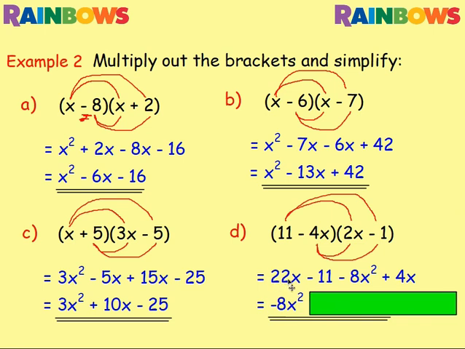With the x's, though, you've got 22x add 4x. What's 22x add 4x? Good, 26x. And negative 11 is your number that's just on its own, so that would stay as negative 11.